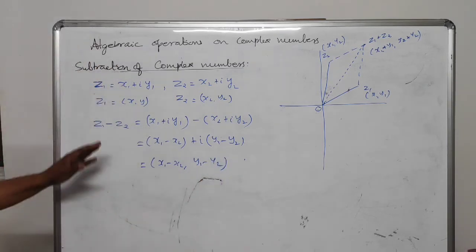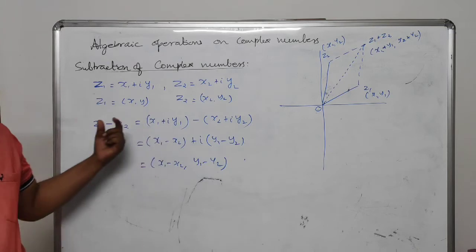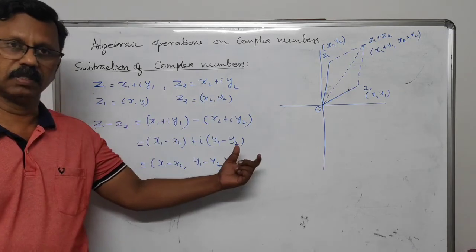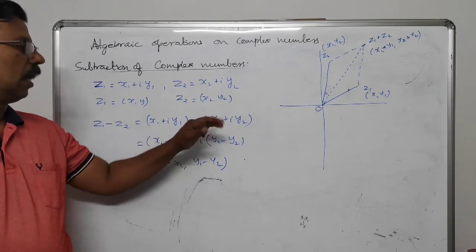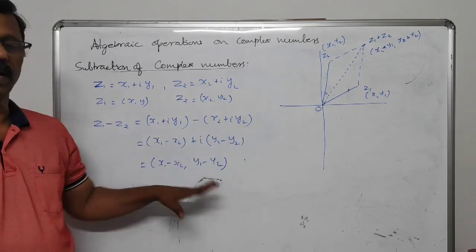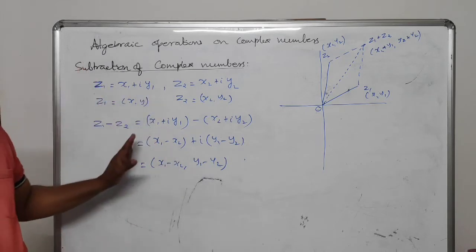Likewise, we can subtract. Then how do you subtract one complex number from another complex number? You just have to subtract the real part from the real part and the imaginary part from the imaginary part. Likewise, you can easily find it. Now let's see how to find its graphical representation.